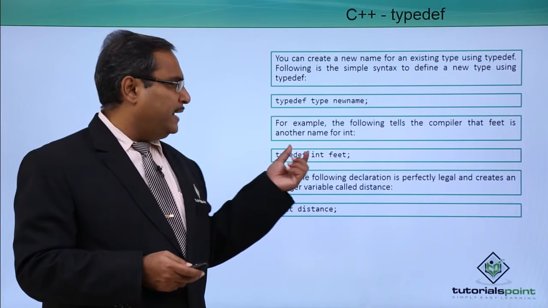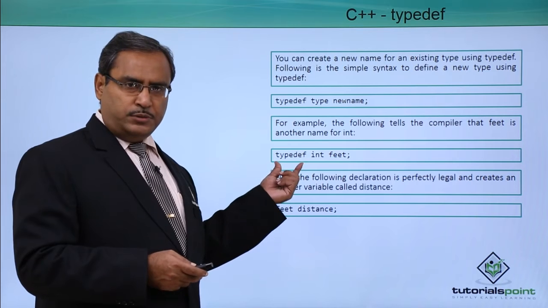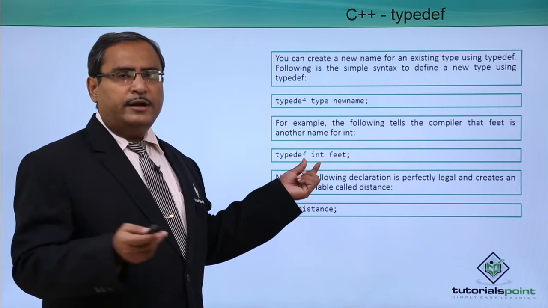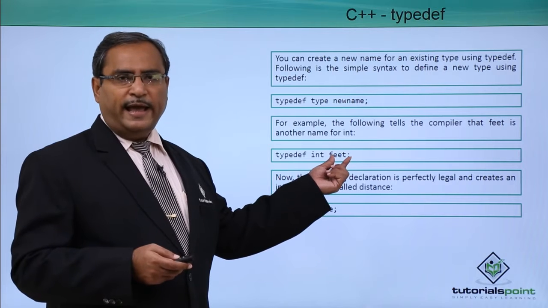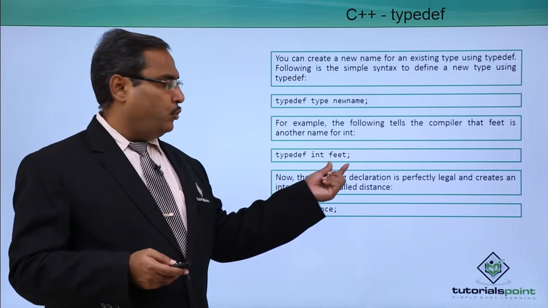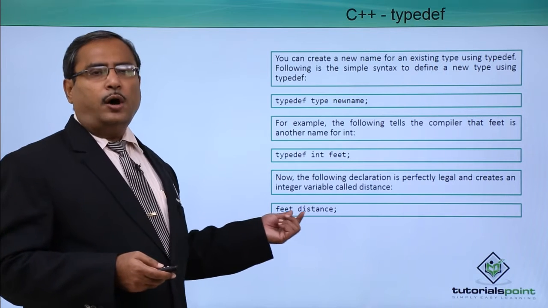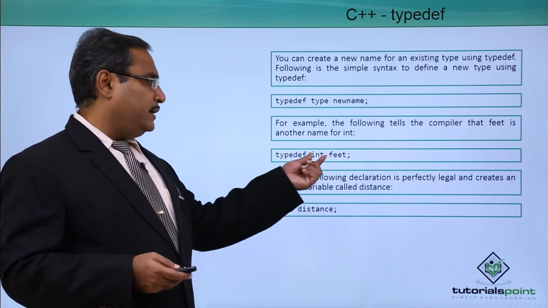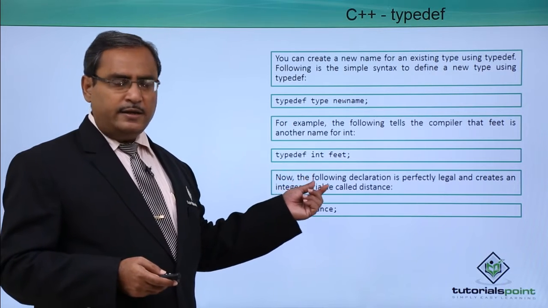If you are not getting it, let me explain this one in this way. Typedef is a keyword. In place of type, I have written say int, and then I'm writing this new name as fit. And later in my program, I can use fit distance. I can define distance of the type of fit, and fit I defined using this typedef int fit.